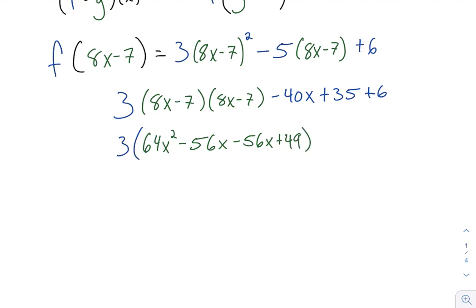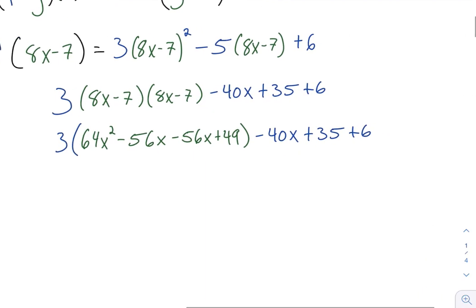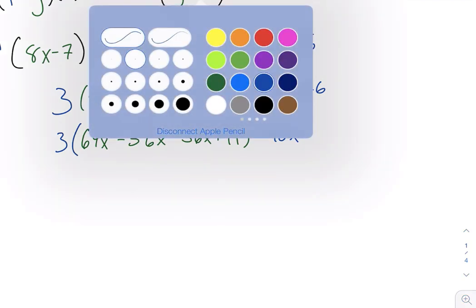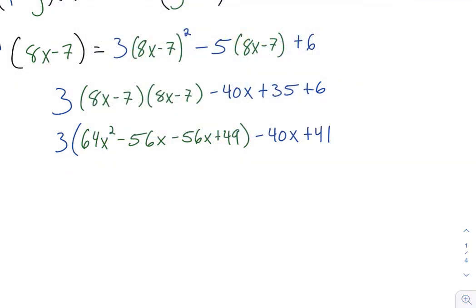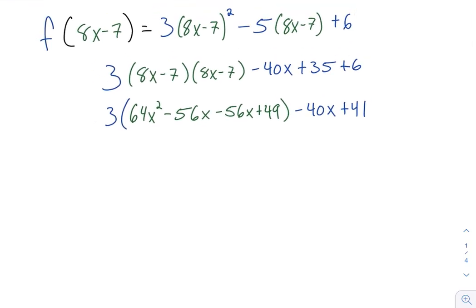And I'm going to bring all this down, right? Negative 40x plus 35 plus 6. And actually, if I wanted to, I could also combine the constant terms here. I can add the 35 and the 6 to get 41. So plus 41. Okay. And then what I'm going to do is simplify this whole area right here. I want to distribute that 3 in, and also I can simplify the polynomial that's in the parentheses.